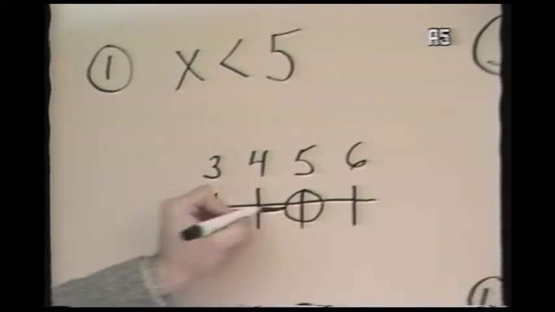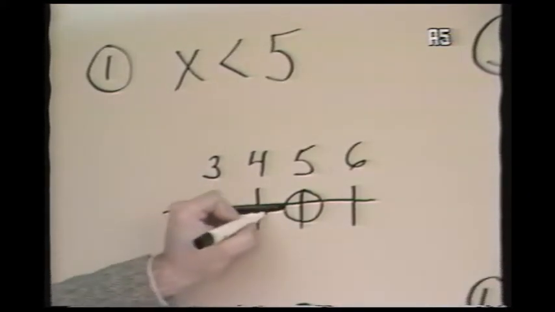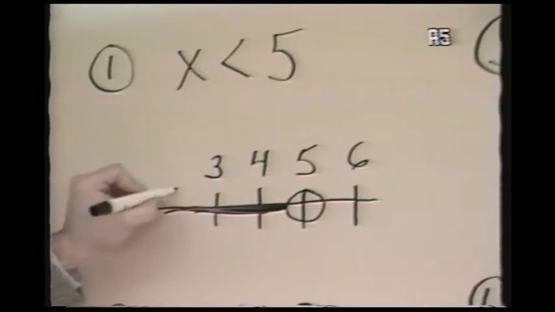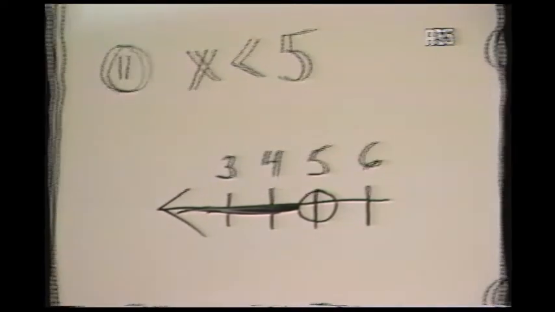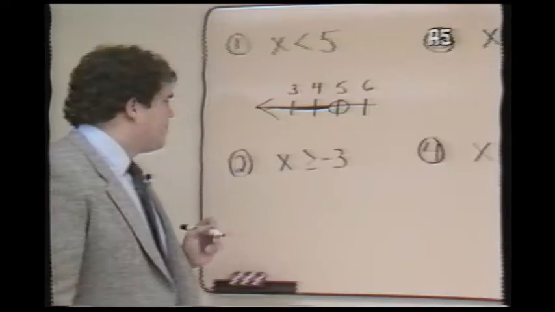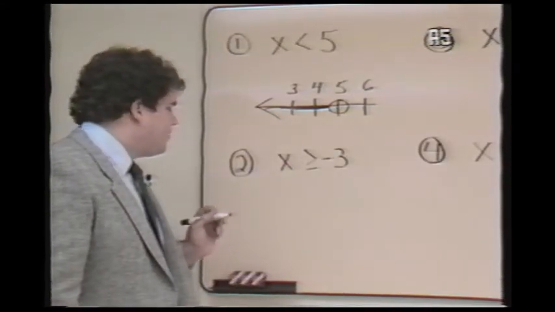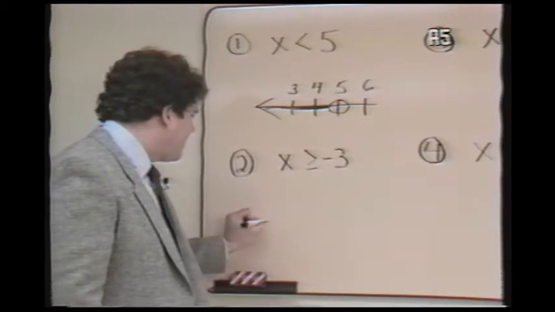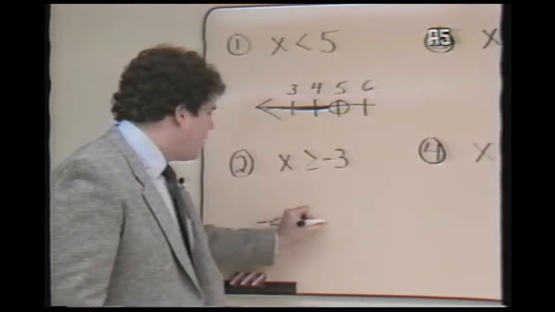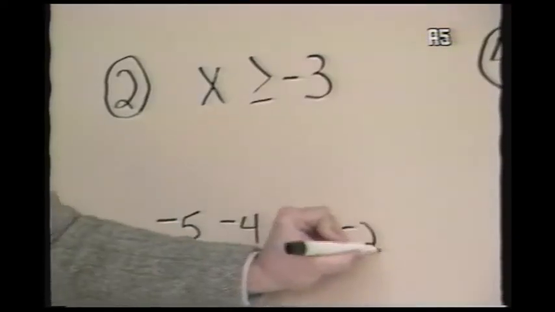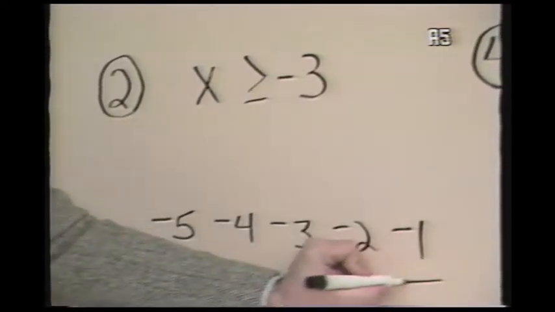Going this way, drawing an arrow, we have all the numbers less than 5. This is the solution set x less than 5, graphed on the number line. Problem number 2. X is greater than or equal to -3. Well, here are my numbers, -5, -4, -3, -2, -1. I just make a number line there.